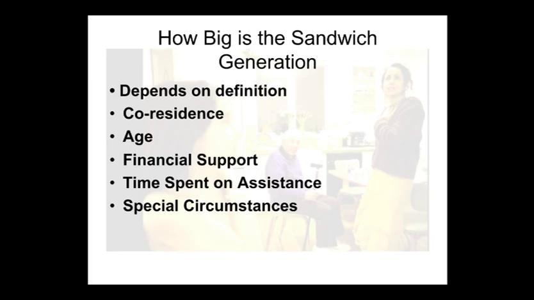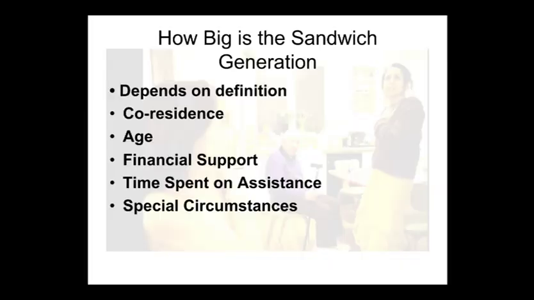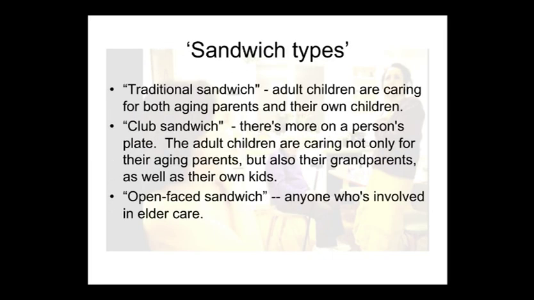How much time is actually spent on assistance? How much do they reach out for other sources of care, other things that may relieve them, whether it's respite care? We saw all these resources there. How much do they trust those resources, and how much do they really utilize them? I'm not sure about special circumstances, but I'm sure there are so many different types of circumstances that the sandwich generation falls under that they'll become evident over time. So the traditional sandwich is, as we said, the children caring for both aging parents and children, but it can get more complicated.